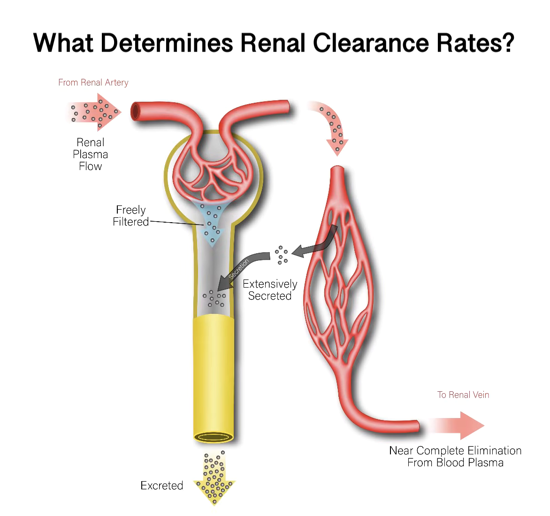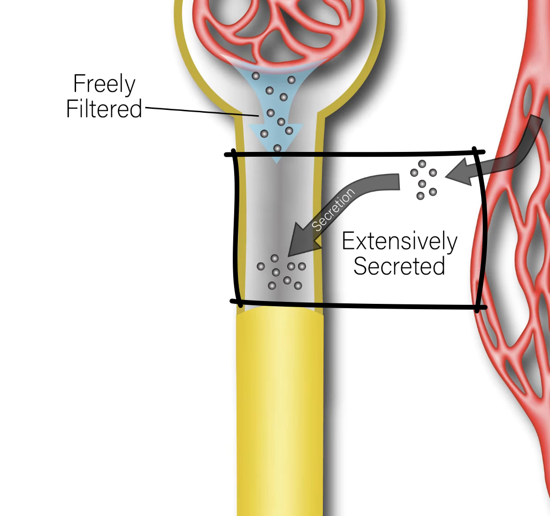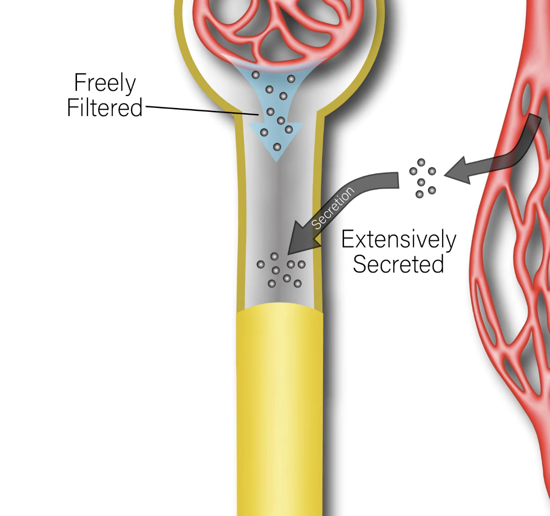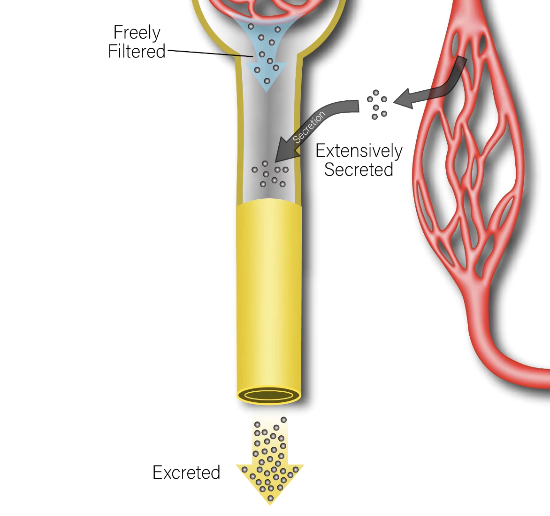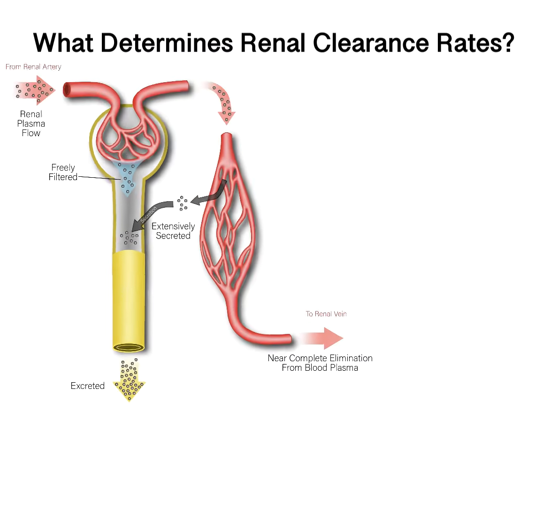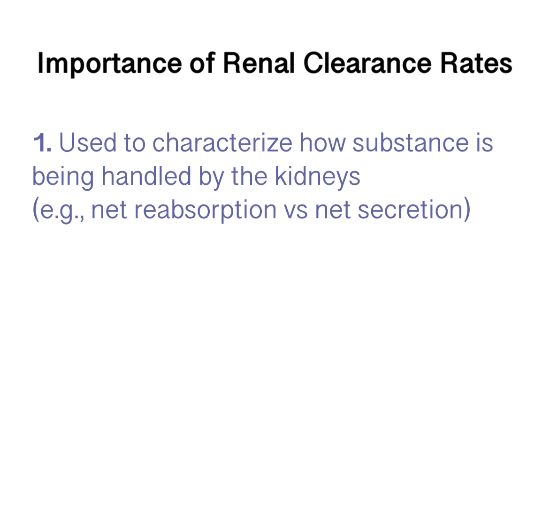Conversely, imagine a scenario where a substance is not only freely filtered, but there are extensive secretion mechanisms that move an additional amount of that substance from the peritubular capillaries into the tubular lumen. An example of this would be para-aminohippuric acid, or PAH, an organic anion which is extensively secreted into the proximal tubule. In this case, the amount excreted would be far greater than the amount filtered. Therefore, the renal clearance would be relatively high. So the renal clearance rate can be used to characterize how a substance is being handled by the kidneys. This has important physiological and clinical utilities.